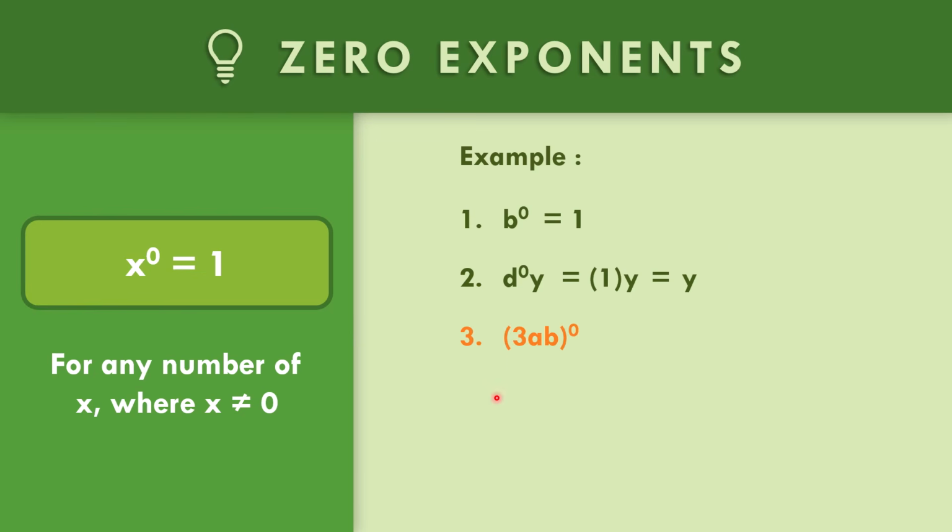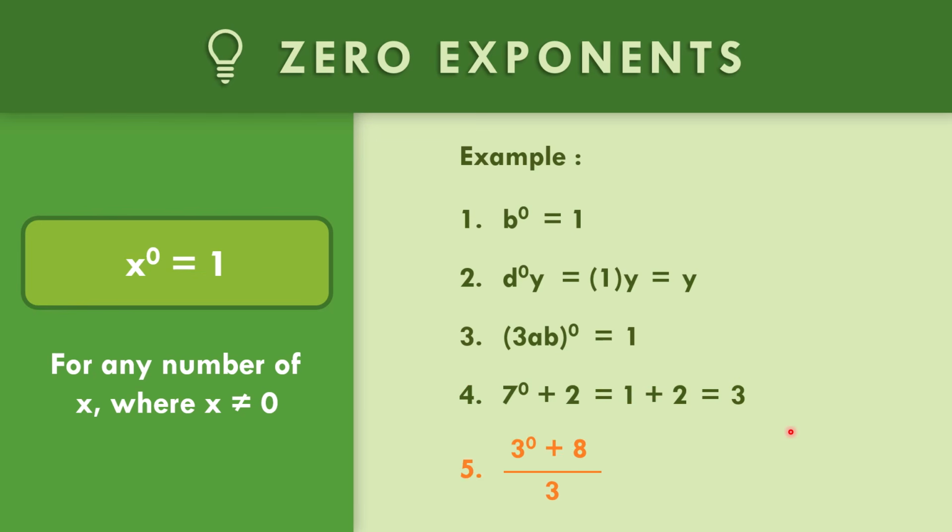In number 3, the quantity 3ab raised to 0. So it means as a whole, this value is equal to 1. In number 4, 7 to the 0 plus 2. So 7 to the 0 is 1, copy plus 2. So 1 plus 2, that is equal to 3.